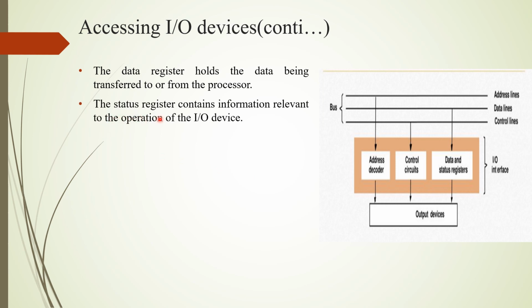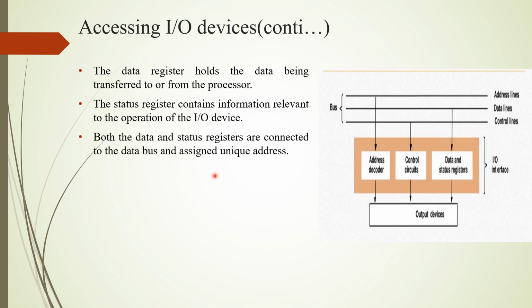The status register contains information relevant to the operation of the IO device. Whether your IO device is ready or not, whether a data transfer has to take place or not, all this status information will be provided by the status register. Both the data and status registers are connected to the data bus and assigned a unique address.